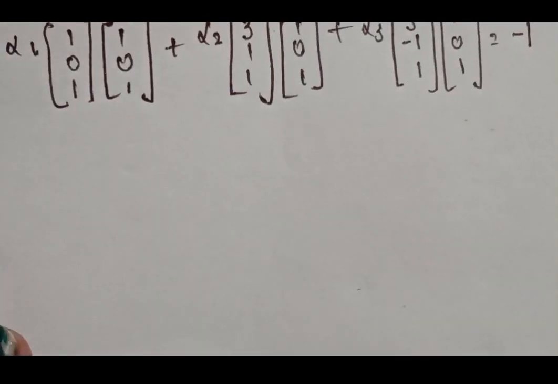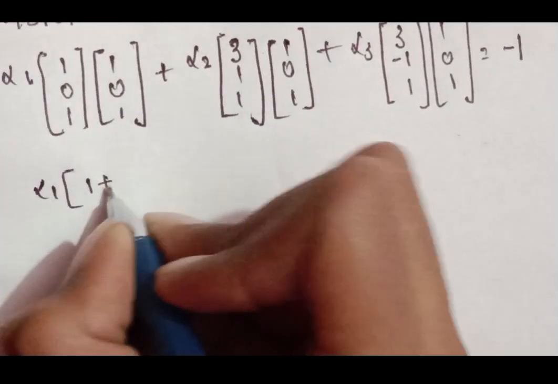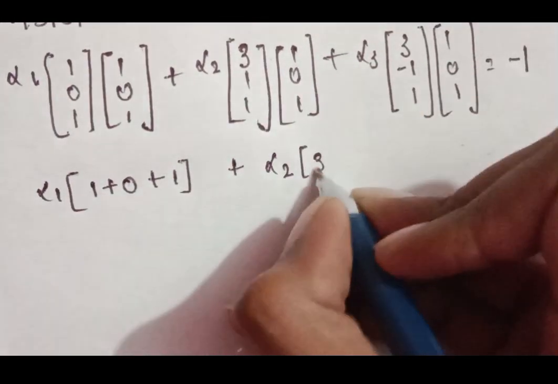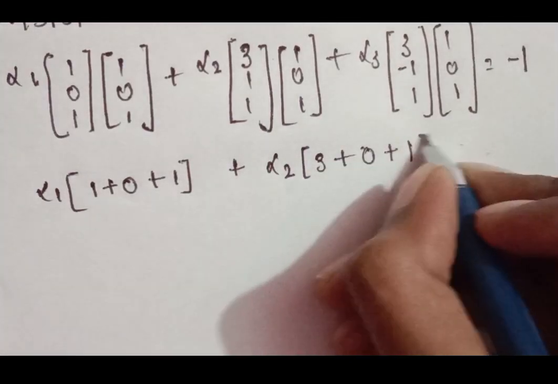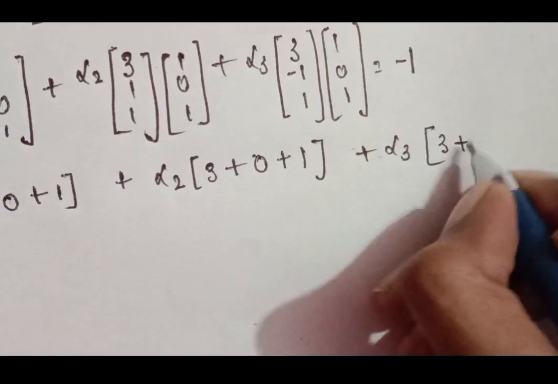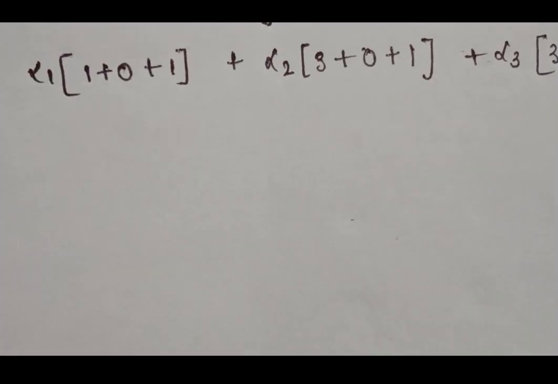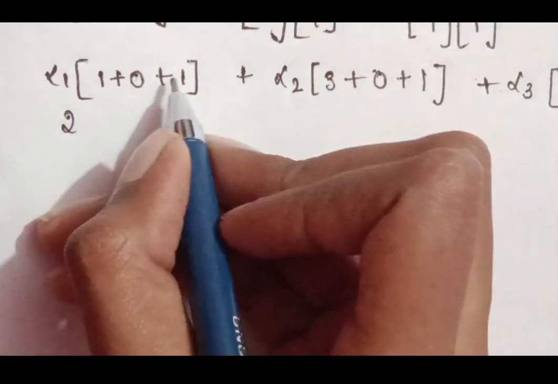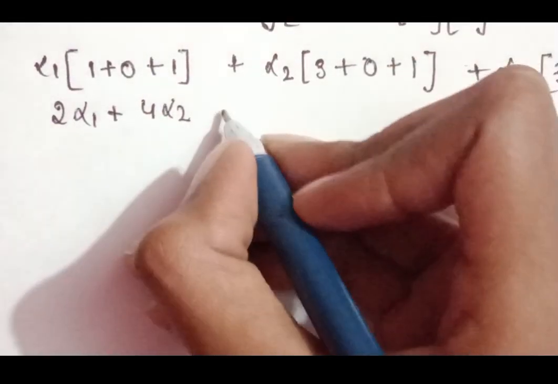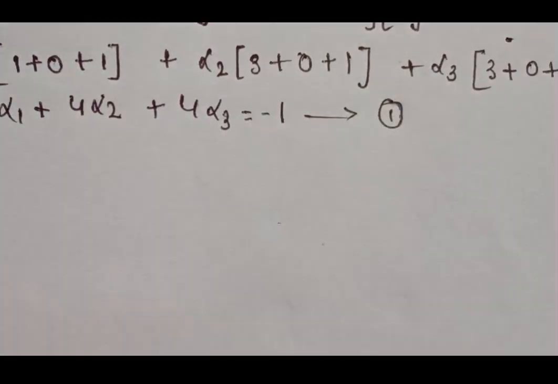Fine. Now you need to perform the multiplication. Alpha 1: 1 into 1 is 1, 0 into 0 is 0, 1 into 1 is 1. Plus alpha 2: 3 into 1 is 3, 1 into 0 is 0, 1 into 1 is 1. Plus alpha 3: 3 into 1 is 3, minus 1 into 0 is 0, 1 into 1 is 1, equal to minus 1. So for further simplification, 2 alpha 1 plus 4 alpha 2 plus 4 alpha 3 is equal to minus 1. I am considering this as equation 1.